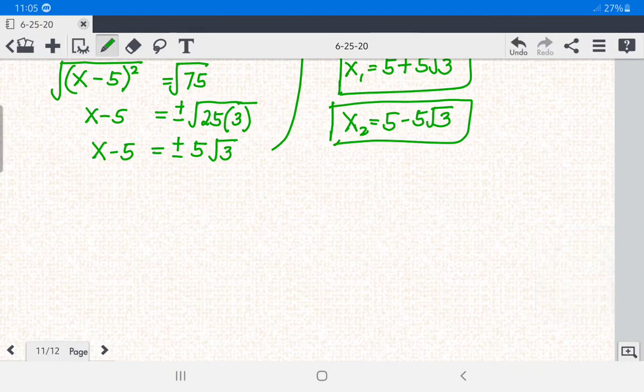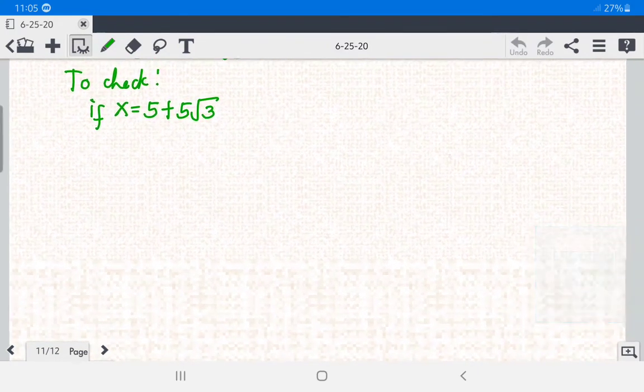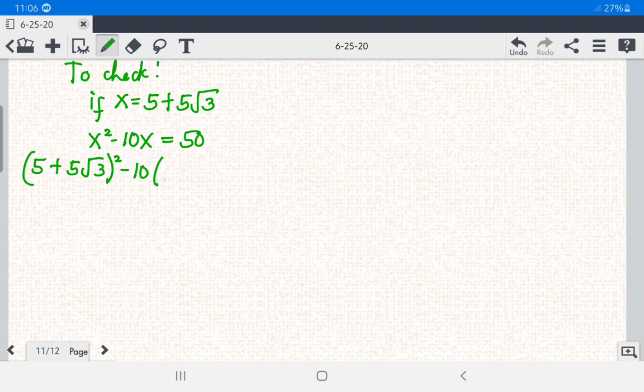To check if x is equal to positive 5 plus 5 square root of 3, using the original equation, we have x squared minus 10x equals 50. So, the value of x here is 5 plus 5 square root of 3, squared, minus 10 times 5 plus 5 square root of 3, equals 50.